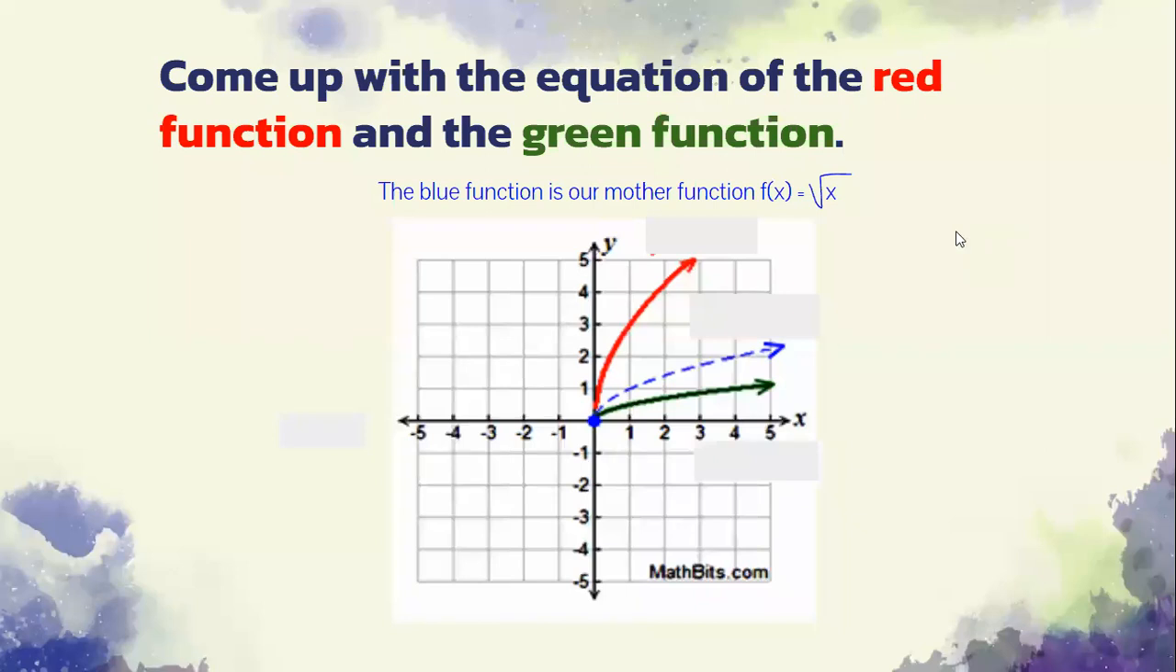Okay, again, here we have our mother function, our parent function, f of x is equal to the square root of x in the dotted blue line. What I would like you to do is come up with the equation of the red function and the equation of the green function.